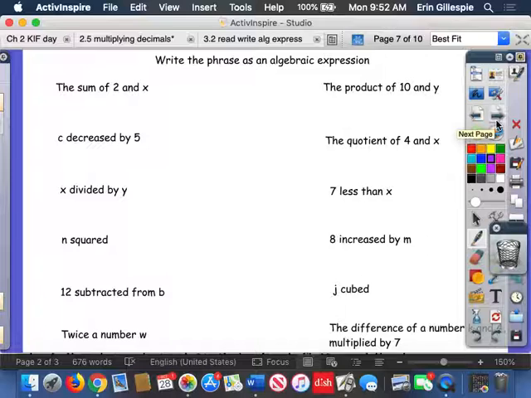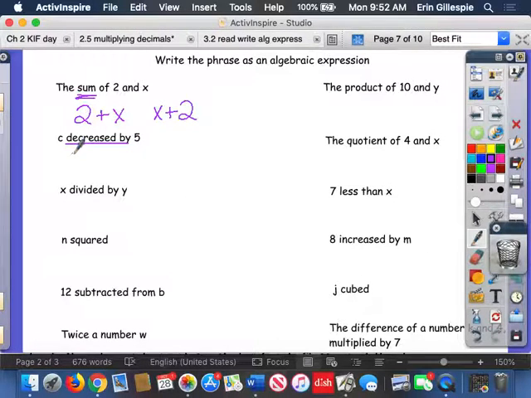So the sum of 2 and x. Sum means addition, so that means add 2 and x, so 2 plus x. Okay, that's all we have to do for these, is write the algebraic expression. Now with addition, since order doesn't matter, you could also do x plus 2, okay? That would be okay.